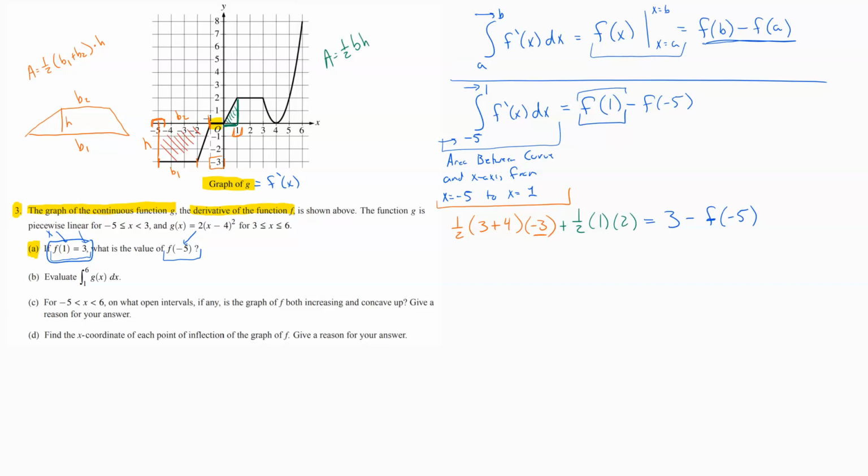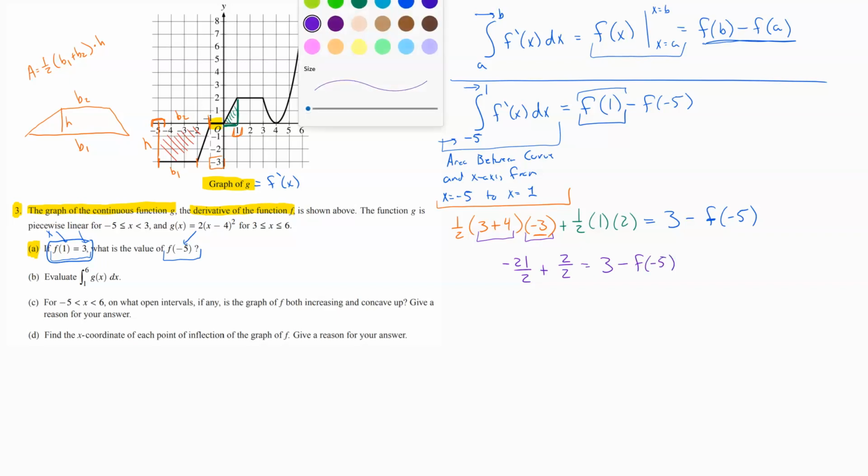So working our way through this, we get 3 plus 4 is 7. 7 times negative 3 is negative 21, times 1/2 is going to get us negative 21 over 2, plus, and then here, 2 times 1/2 is 1, but we're about to have to add it to a negative 21 over 2, so we might as well leave it with that common denominator already set up for us. So 3 minus f of negative 5. And you just take it a chunk at a time.